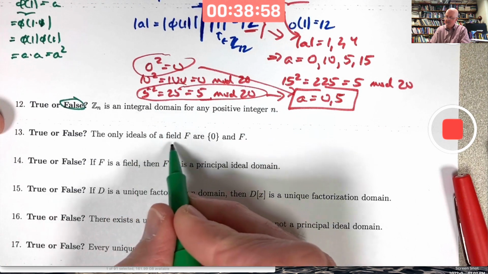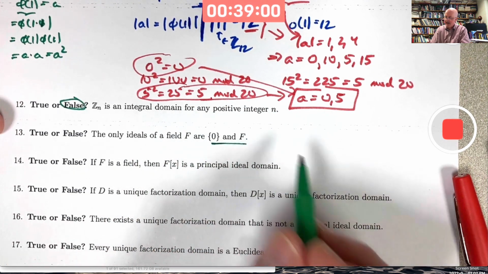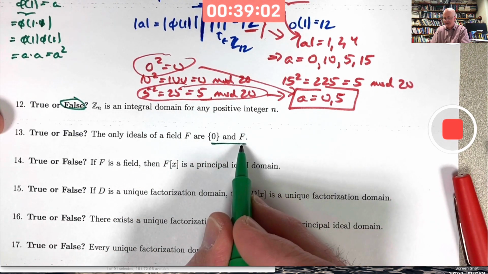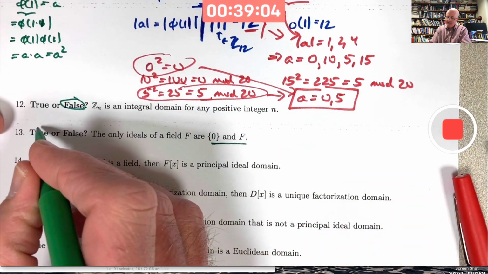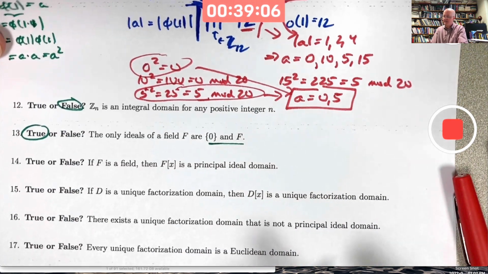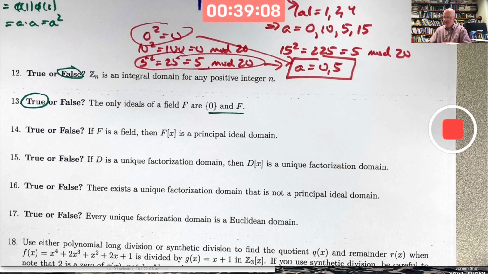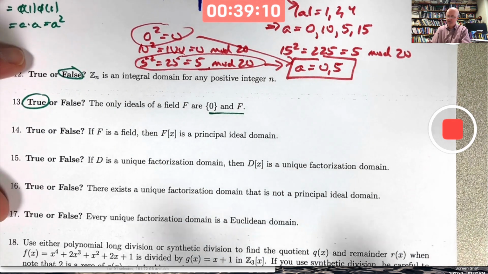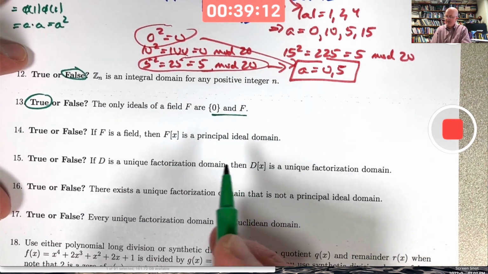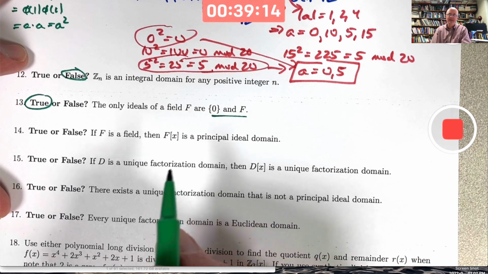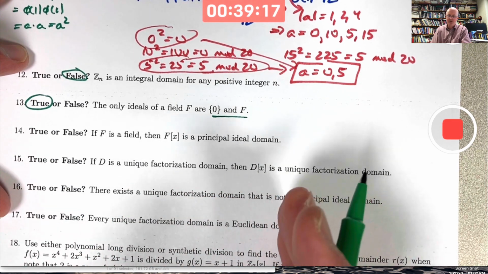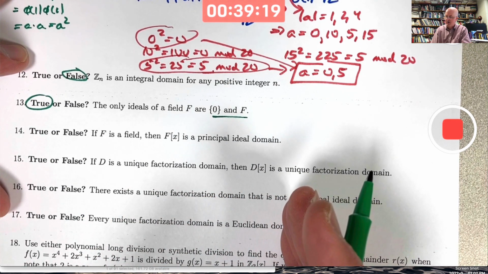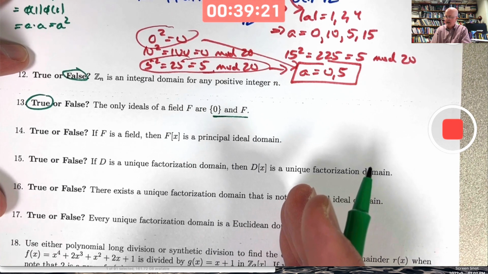13. The only ideals of a field F are trivial, you might say. The trivial one and F itself. That knowledge-based fact is true. I teach my students about that fact. I think it's pretty important to know. And if you don't know it's true, I'm telling you now it's true. Fields don't have any proper, non-trivial ideals. Okay, so that's worth knowing.